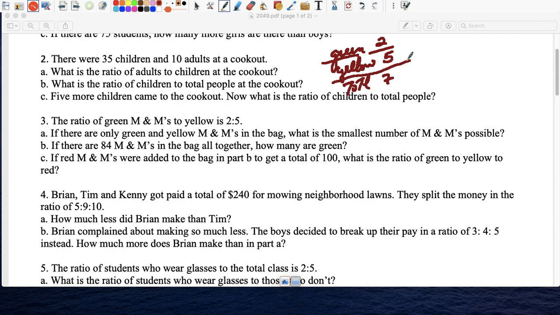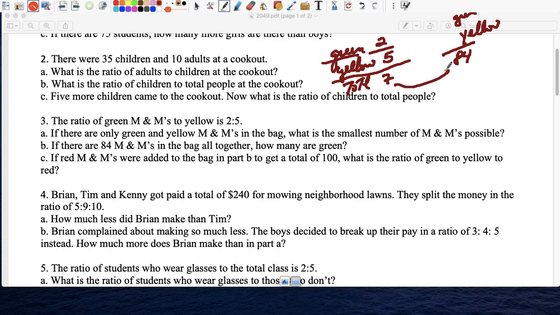So that would be the bare minimum in the bag. Now, keeping that, part B: if there are 84 M&Ms, how many are green? Well, no, let's set up. So let's change this to 84, right? So if the total is 84 now, how many of them are yellow? How many of them are green?